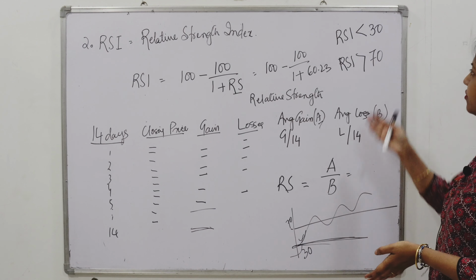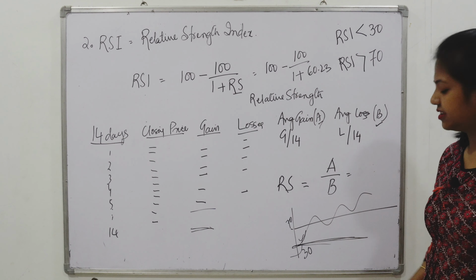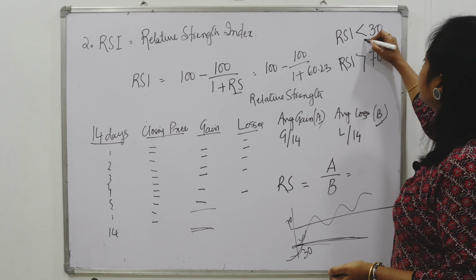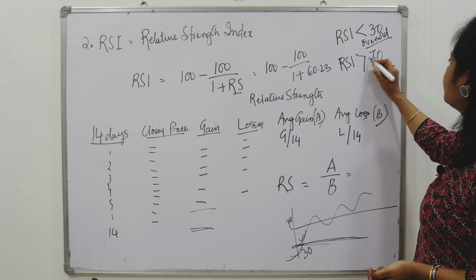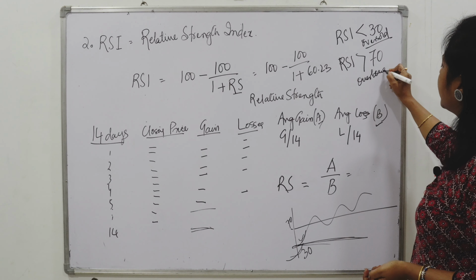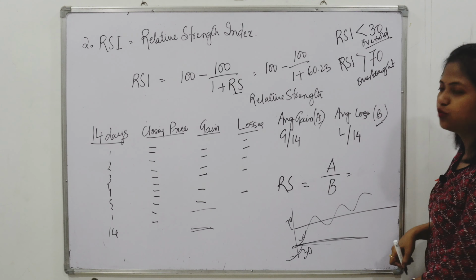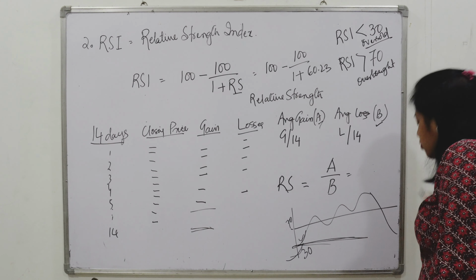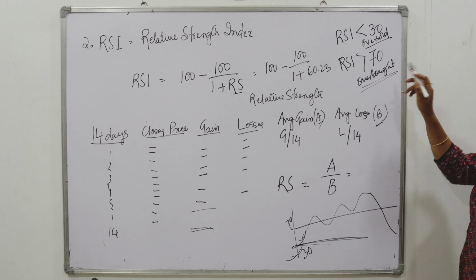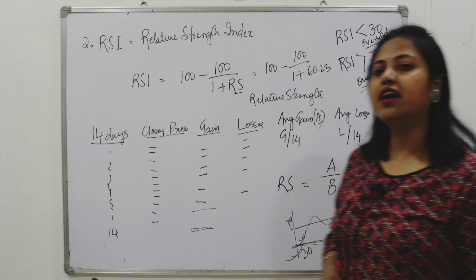I repeat again, if the RSI value is less than 30, it means the stocks are oversold, and now there is a chance that there is a possible tendency for uptrend to follow. Whereas if it is more than 70, it means stocks are already overbought and the downtrend is likely to follow. Okay, the downtrend will follow and here the uptrend will follow. So this is the understanding about the RSI.